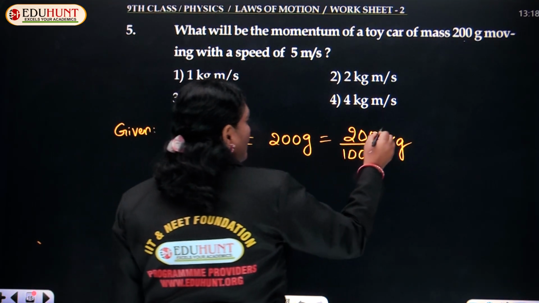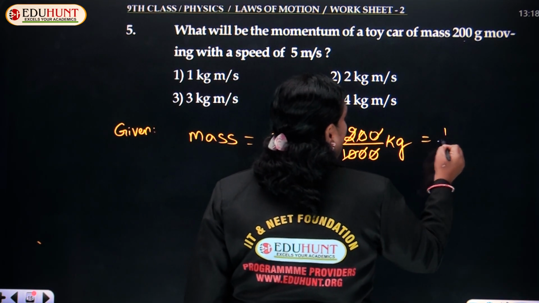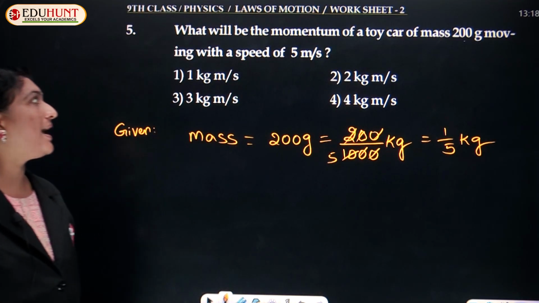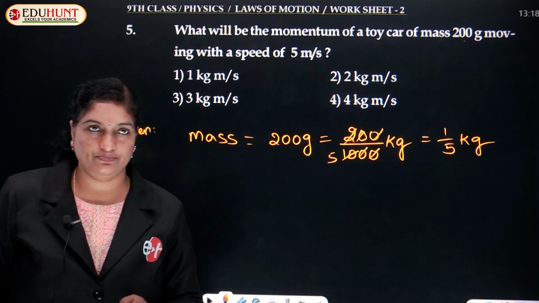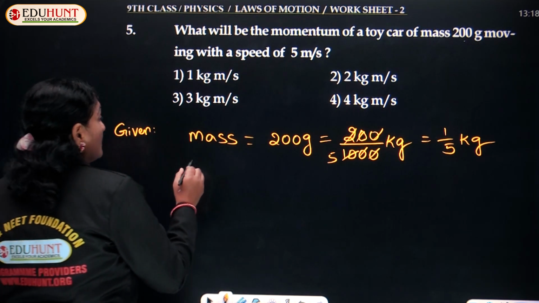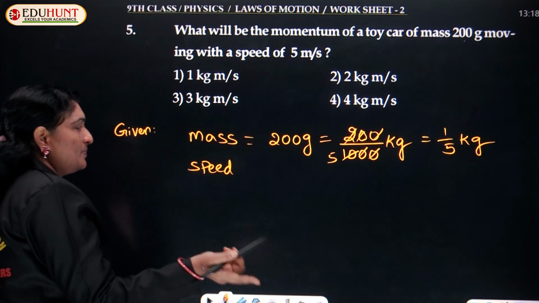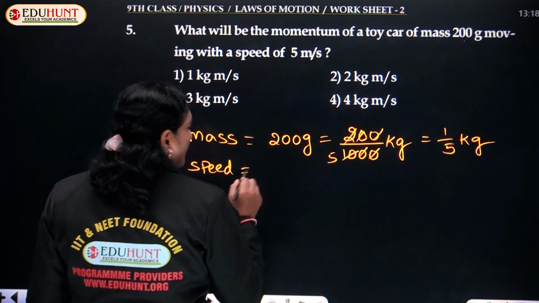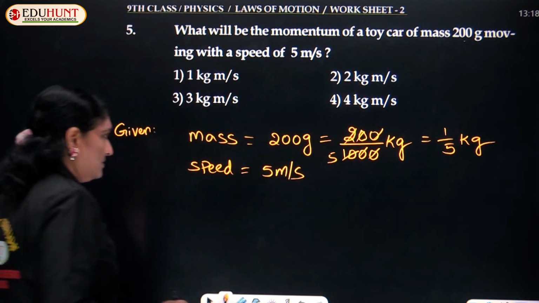So, simplifying further, the zeros get cancelled, 2 goes 5 times. So, this will be 1 upon 5 kg. So, how much is the mass of the toy car? It is 1 by 5 kg. And what else is given? Speed or velocity. Speed in a particular direction is nothing but velocity. So, this is given as 5 meter per second.